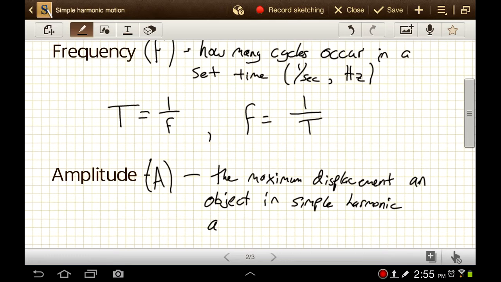achieves. And depending on the object we're talking about, we might measure that in meters. Say if we're looking at the mass on a spring, we could talk about how many meters it gets away from its starting point. Or sometimes we might classify that in degrees. So that's useful for a pendulum. How many degrees from vertical does it get?